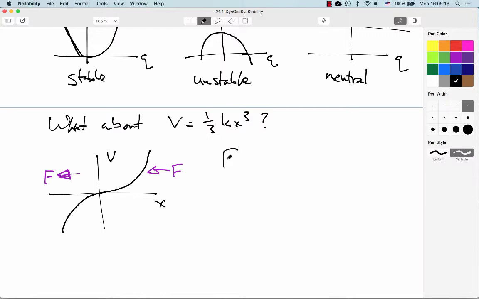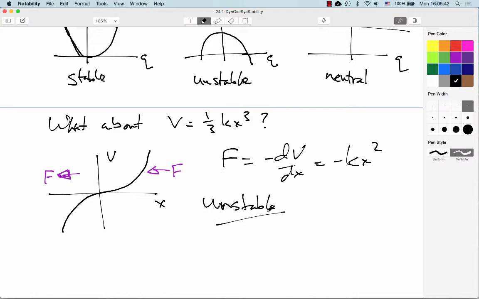We can see that if we went ahead and calculated the force, minus dV/dx would be minus kx squared. So we can see at best it's 0 at the equilibrium position, and anywhere else it points to the left. So this is actually also an example of an unstable equilibrium.